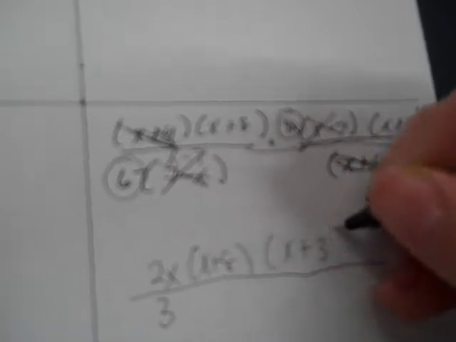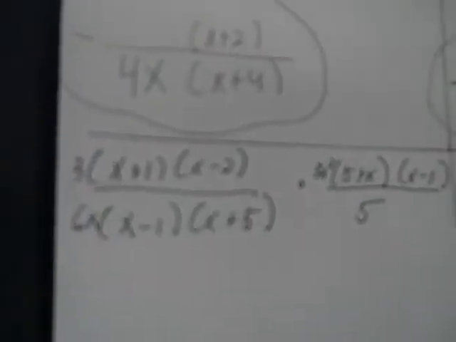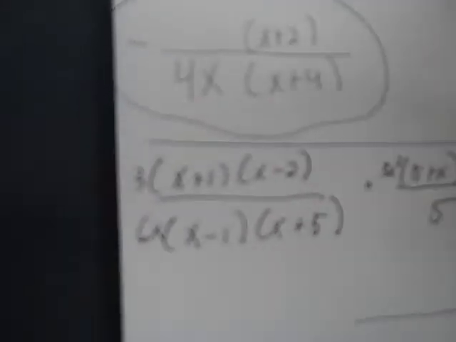And then I have x plus 3, which I don't have on bottom. Now remember that negative that was factored out. That means it goes in front of the whole fraction. Okay, next one. Let's look at our outside factors.